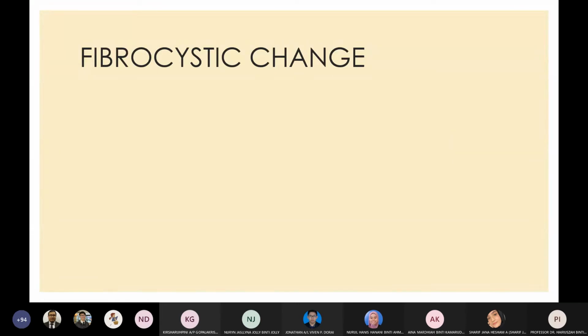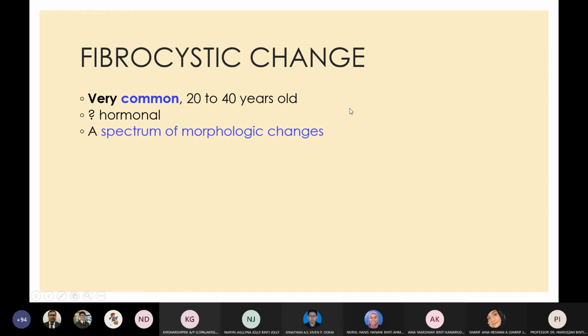This is the next group of disease that make up a big percentage of patients coming with breast lump: fibrocystic change, or fibrocystic disease. Very, very common among the reproductive age group, 20 to 40s. And it could be due to hormone influence, because this is when the reproductive age peaks.